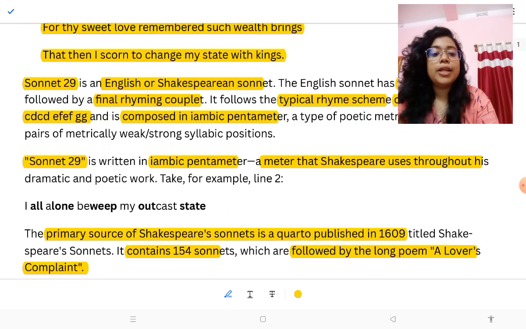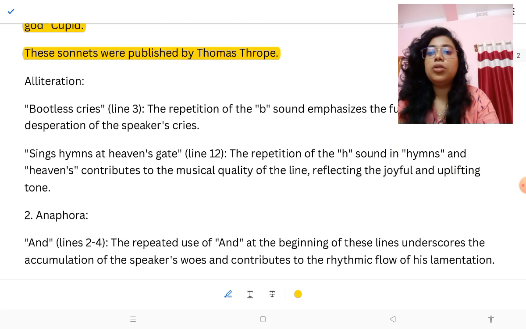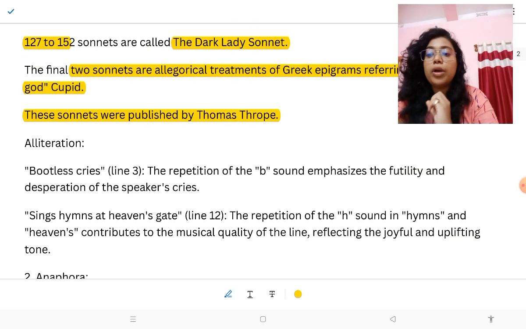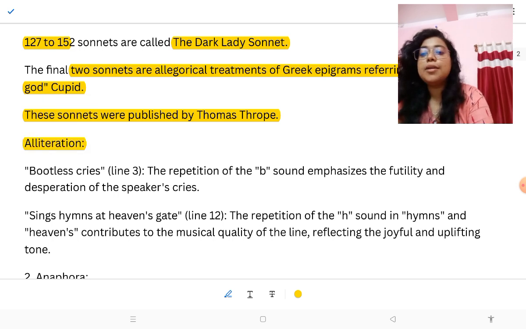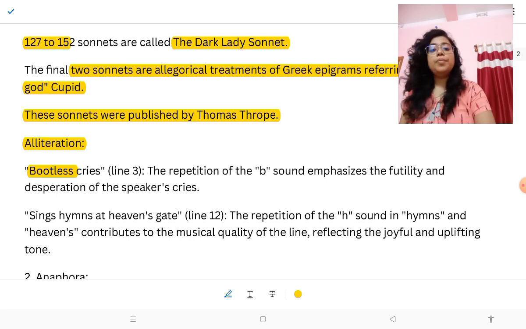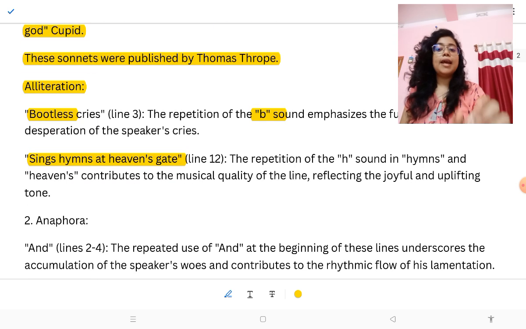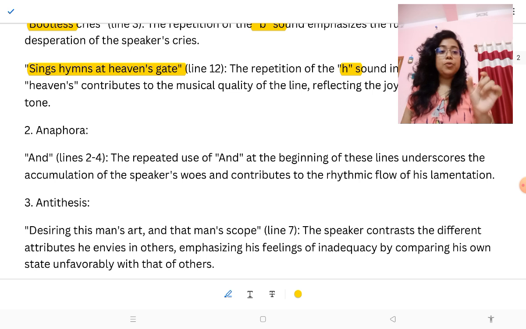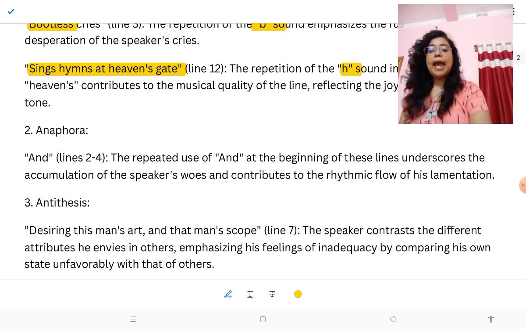Okay, let's quickly go through the figures of speech. First is alliteration. Here is the use of alliteration in "bootless cries", in the third line. Alliteration means repetition of a consonant sound. B is used, so the B sound is repeated here. Then "sings hymns at heaven's gate": here heaven and hymns have the H sound. Then anaphora means one particular word is repeated, here in lines 2 and 4.